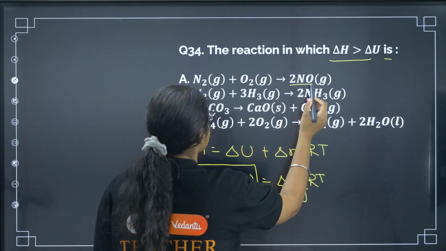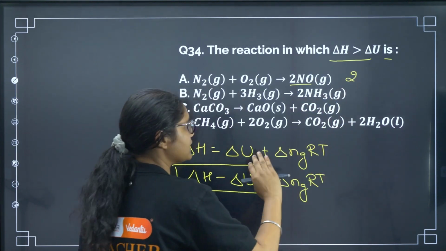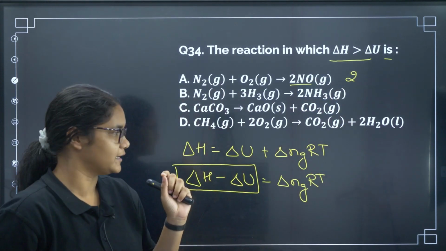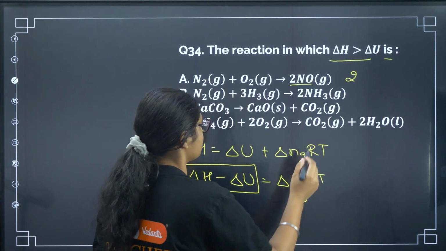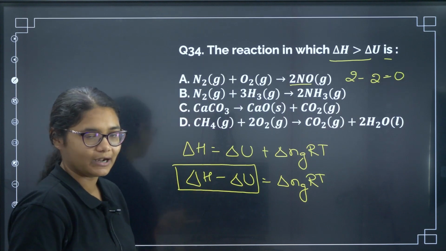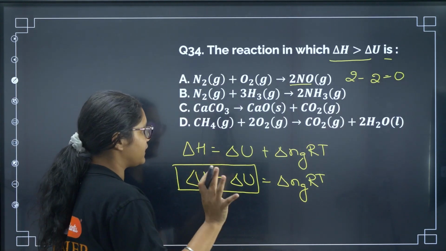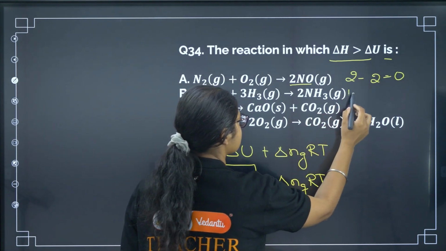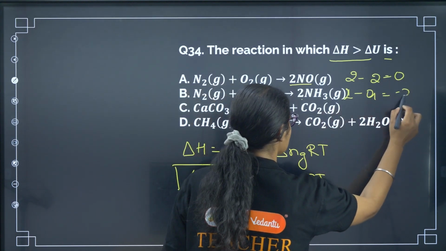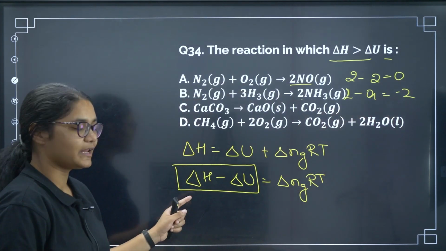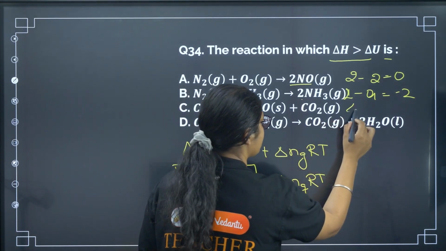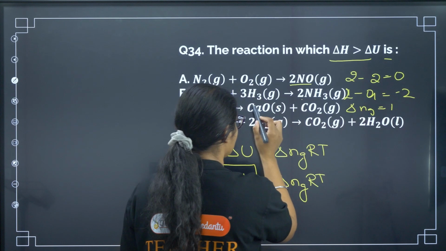This one, if you see, this is 2. The delta Ng value is the number of gaseous moles on the product side minus the number of gaseous moles on the reactant side. So 2 minus 1, 1. So we'll get 2 minus 2, that is 0. So that means delta Ng is 0. So delta H is equal to delta U for option A. We'll neglect that. Now for this one, if you see, it is 2 minus 4, that is minus 2. So delta Ng will come negative. That means delta H is less than delta U. Now if you see this one, this is also solid. So here delta Ng is plus 1, right, 1 minus 0.